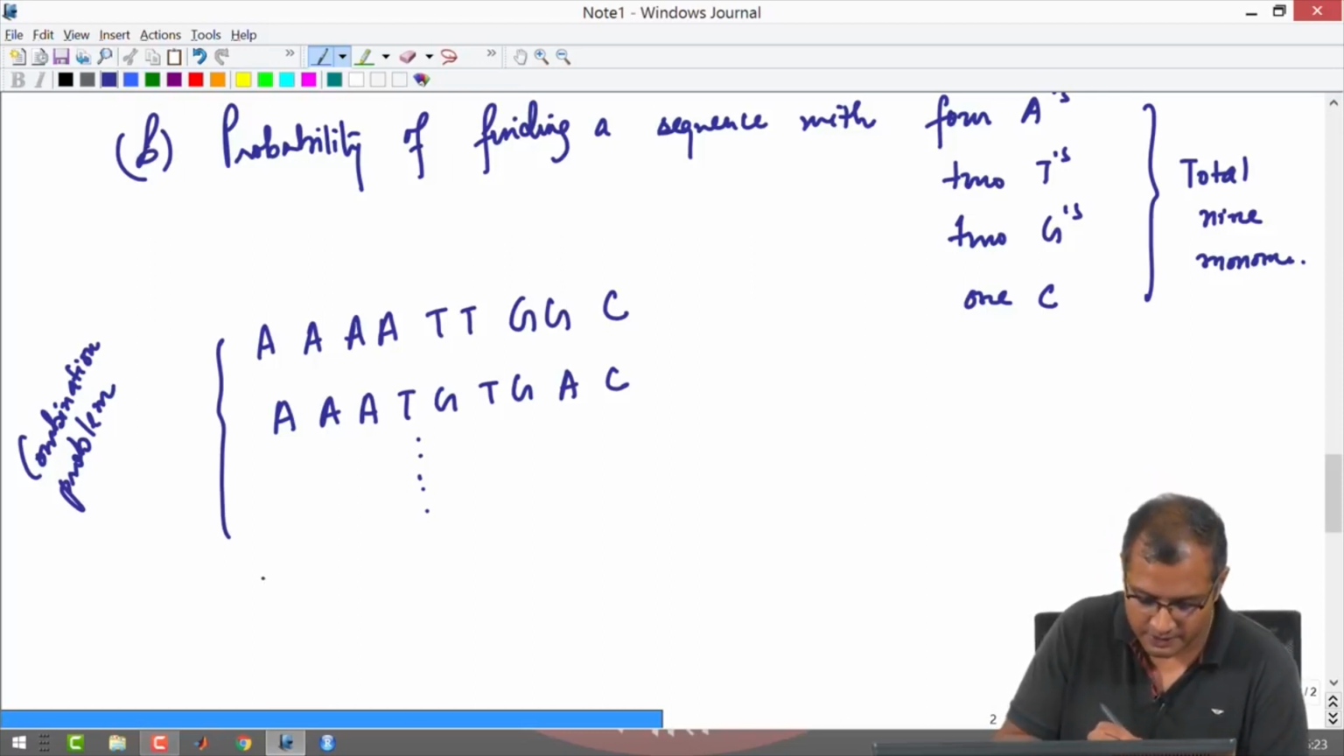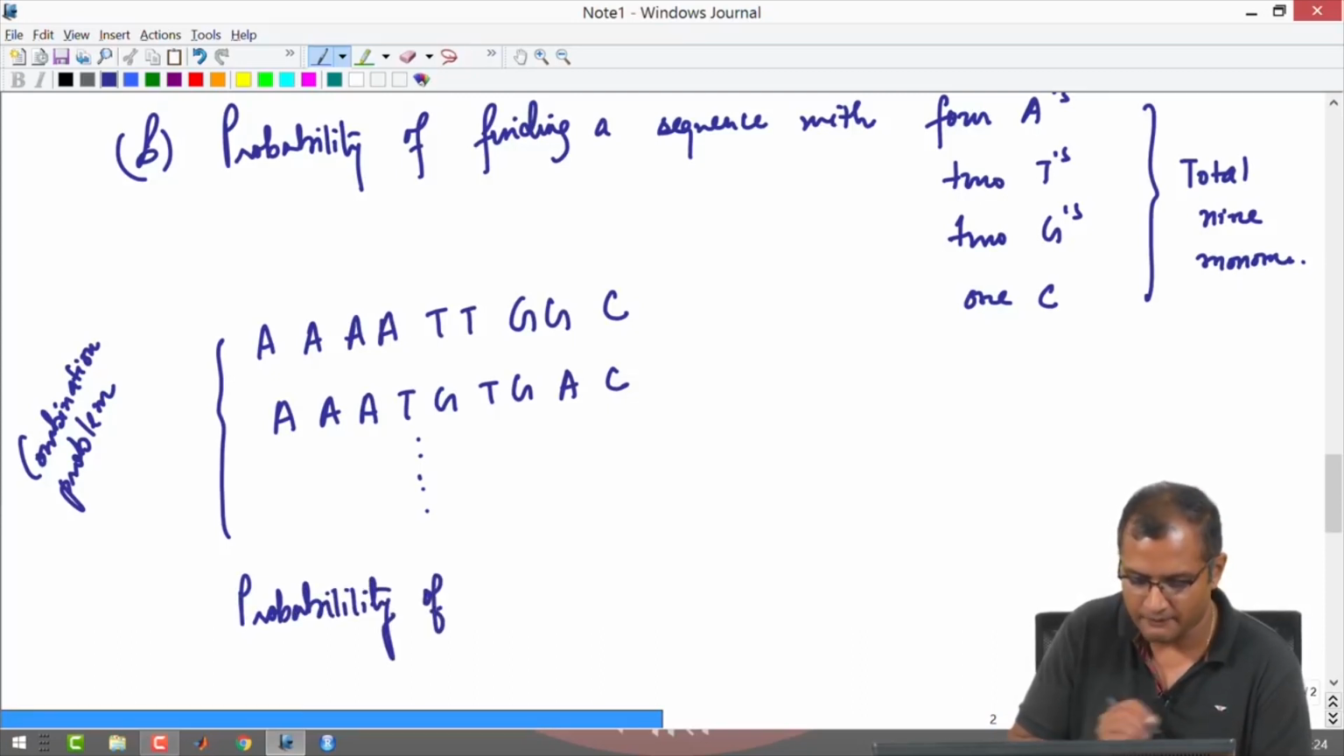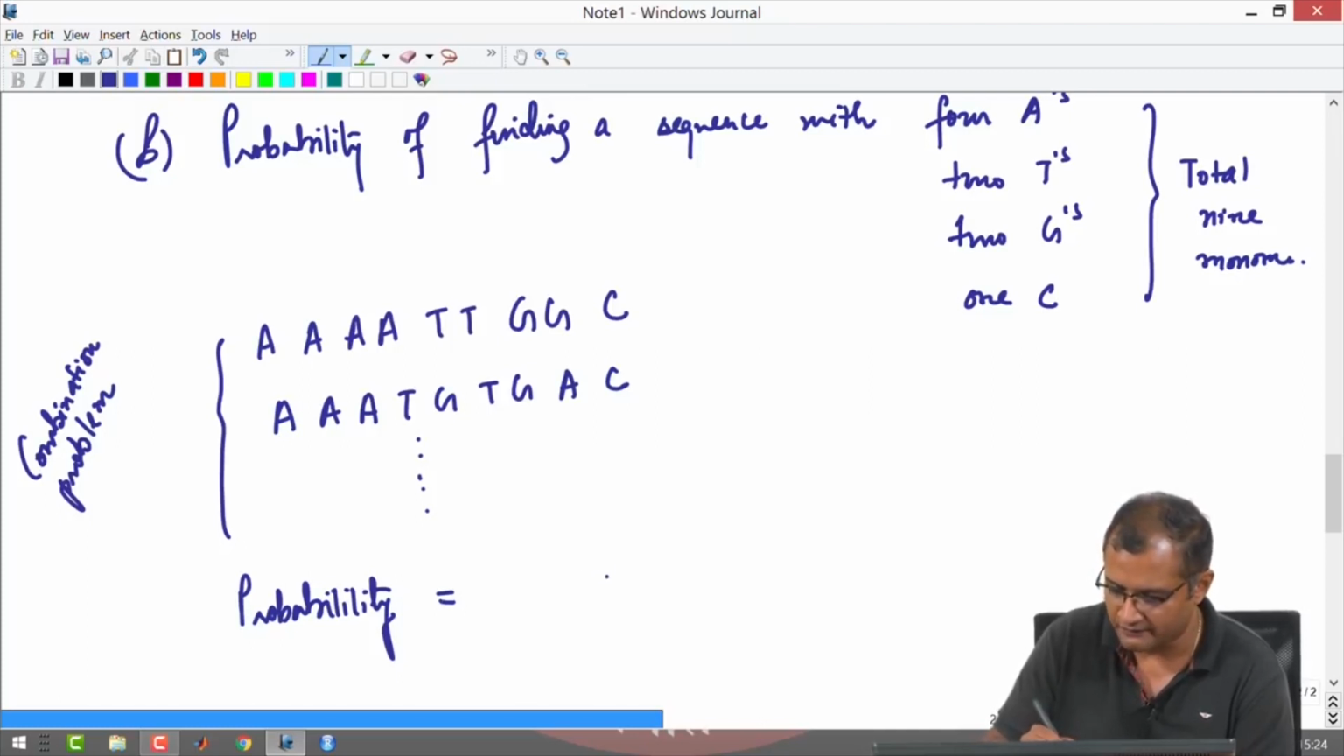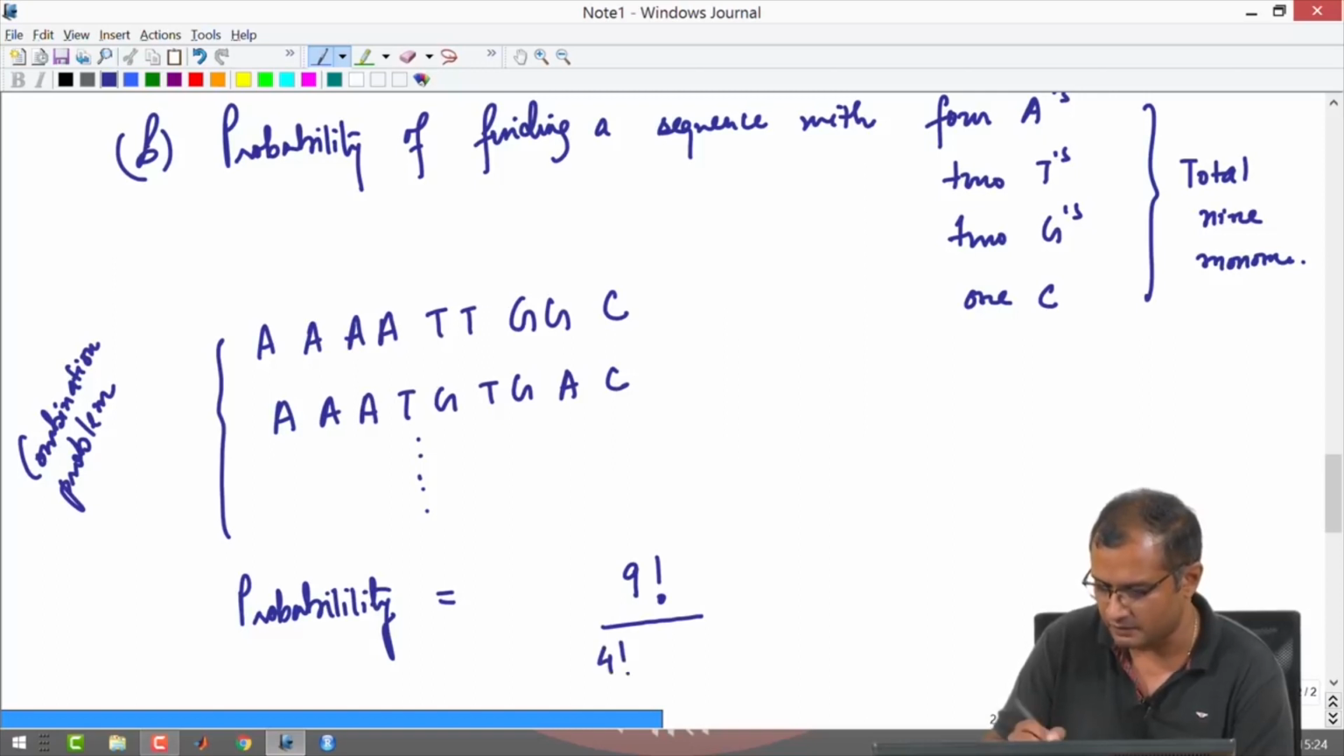So, the probability of this particular case is given as the number of possible combinations you can have, which would be, if you have 9 monomers, this is a multinomial coefficient where you can say that this is equal to 9 factorial divided by 4 factorial into 2 factorial into 2 factorial into 1 factorial. Okay. So, you can see that 4 plus 2 plus 2 plus 1 is 9.